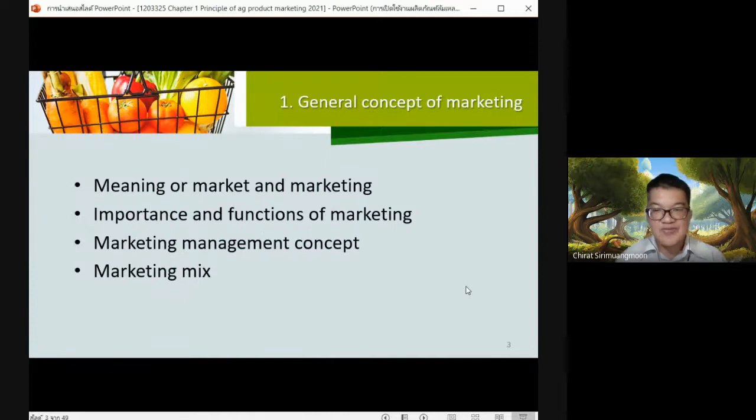So the first key factor is the general concept of marketing. There are 4 subtopics that I'm going to be teaching. First one is the meaning or the definitions of market and marketing. Second one, the importance and functions of marketing. Third one, marketing management concept. And after that, the common thing that you know is actually the 4 P's of marketing mix.